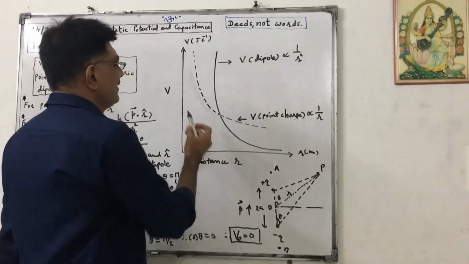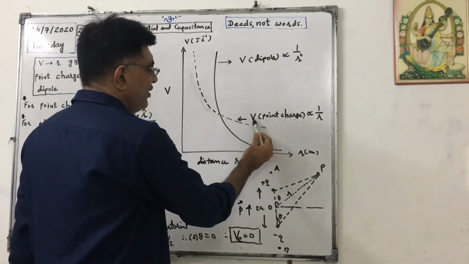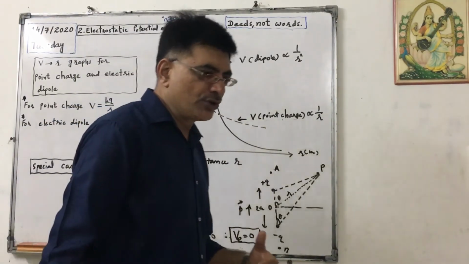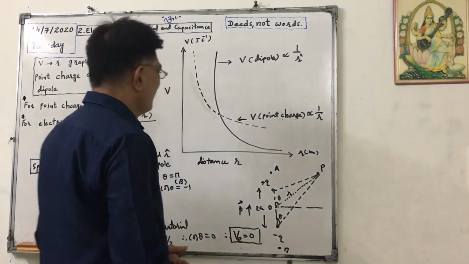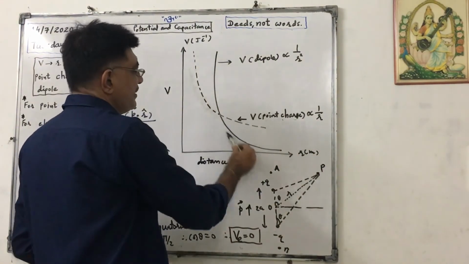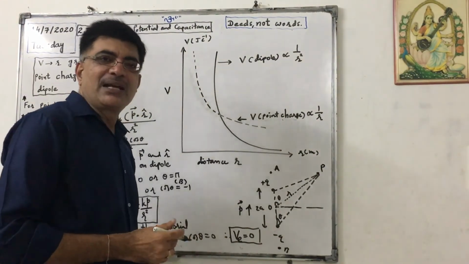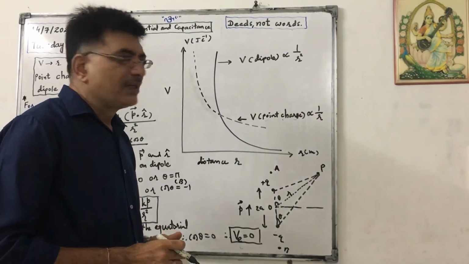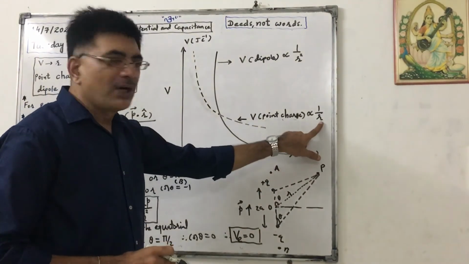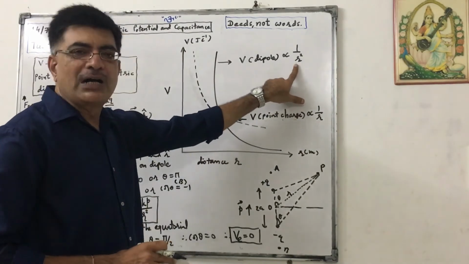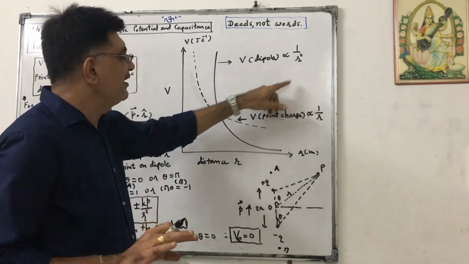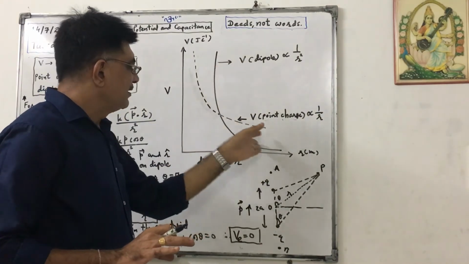That's why this is the graph of V for a point charge, that is, V is inversely proportional to R. Right? Here, this is the graph for the dipole. So here V is inversely proportional to R, and here inversely proportional to R square, or V is proportional to 1 upon R square. So it will decrease rapidly.